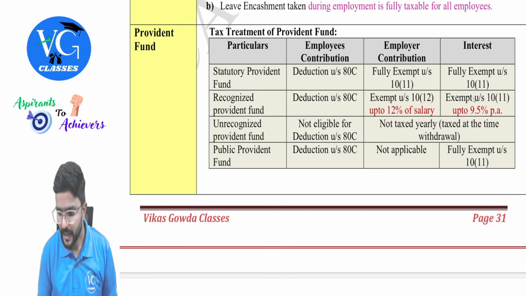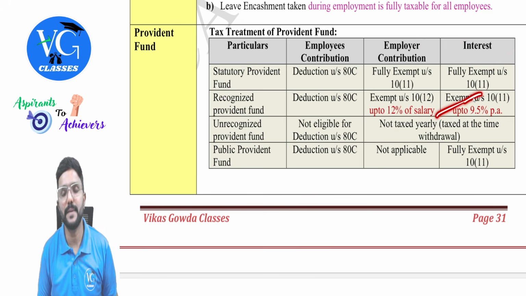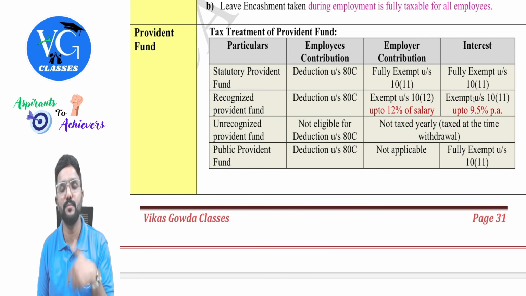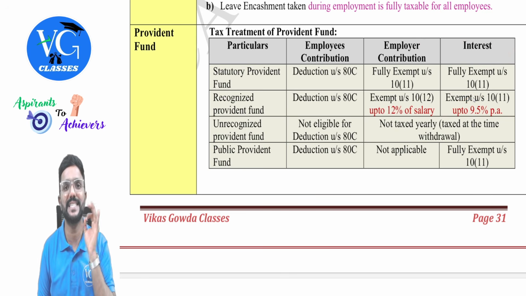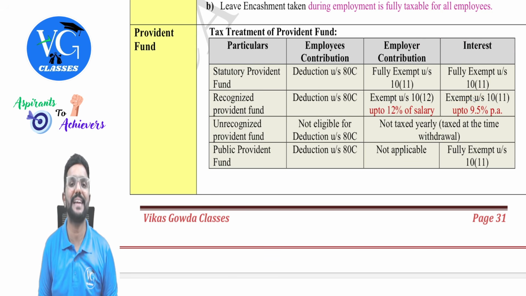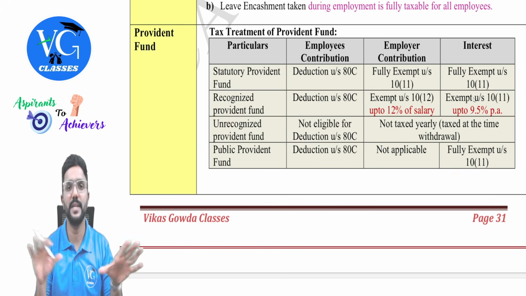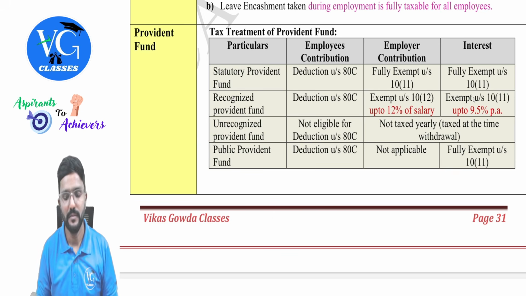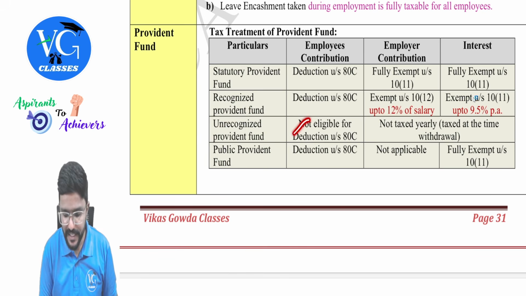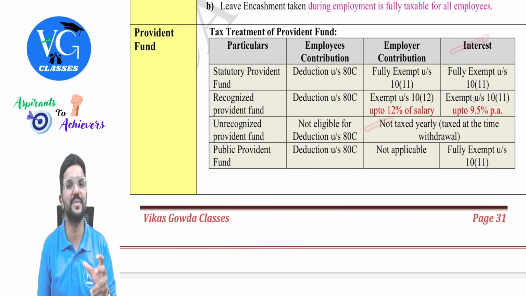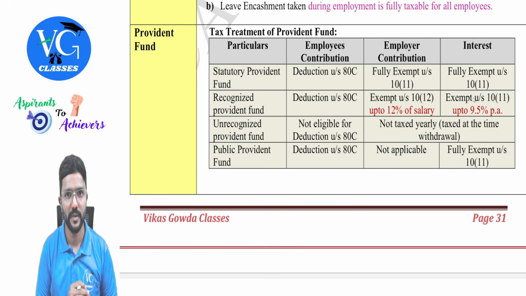Okay. Then coming to interest part, it is exempt up to 9.5%. If it is more than 9.5%, assume the interest rate is 10%, then 0.5% would be taxable in the hands of employee. Coming to unrecognized provident fund, there is no tax benefit available. So no deduction under section 80C for employee's contribution. Employer contribution and interest will not be taxable yearly, but it will be taxable when it is withdrawn.